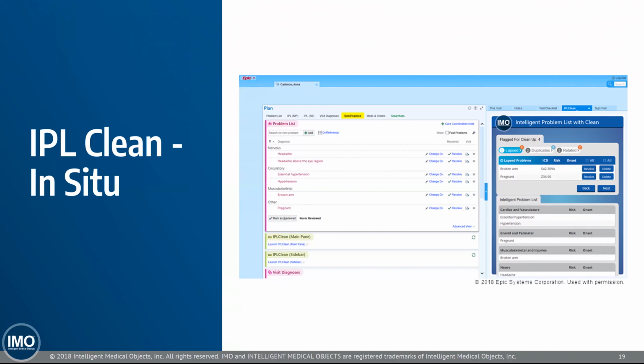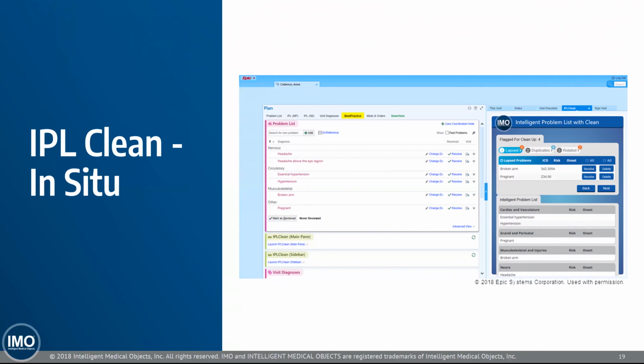But you'll have IPL in the problem list, and then right under that, you'll have the ability to launch our app, which will launch in the sidebar. We went back and forth on how we wanted to launch this app, where it would appear in the EHR, and the sidebar made the most sense because it still allows access to the patient's problem list.